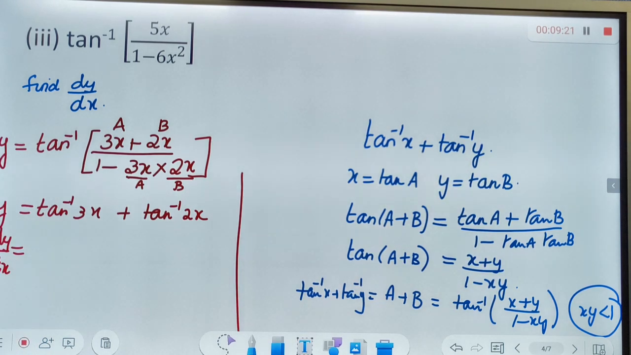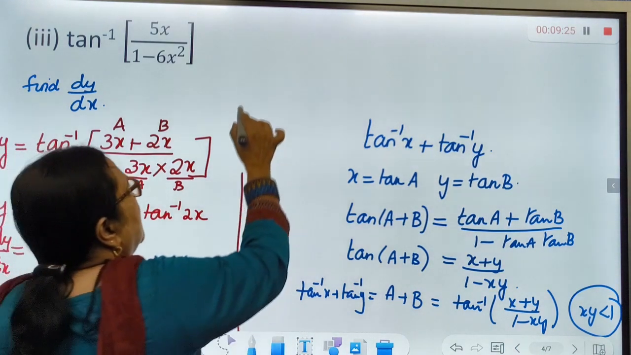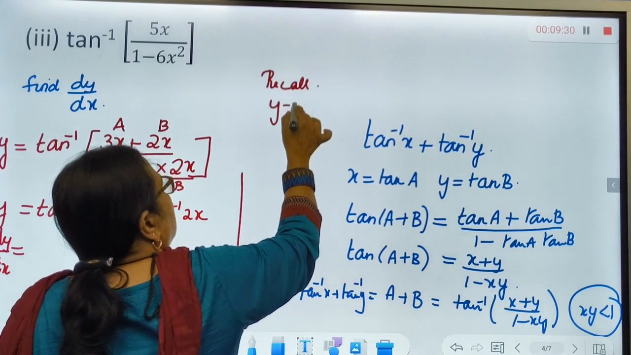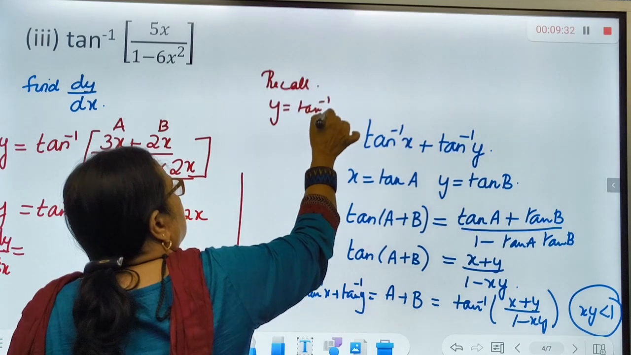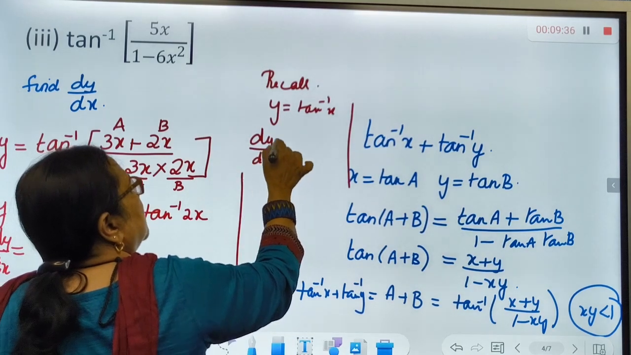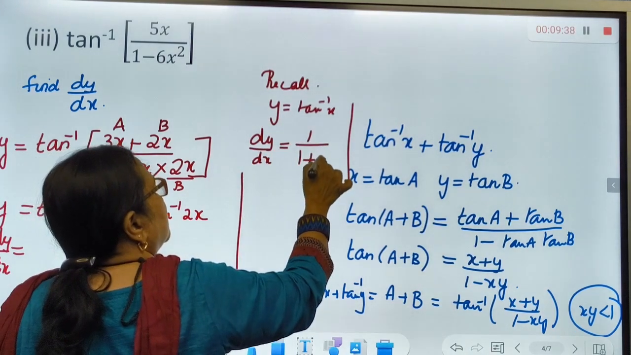will be, what is the derivative of tan inverse x? 1 by 1 plus x square. Please remember, recall. If y is tan inverse x, dy by dx is equal to 1 by 1 plus x square.